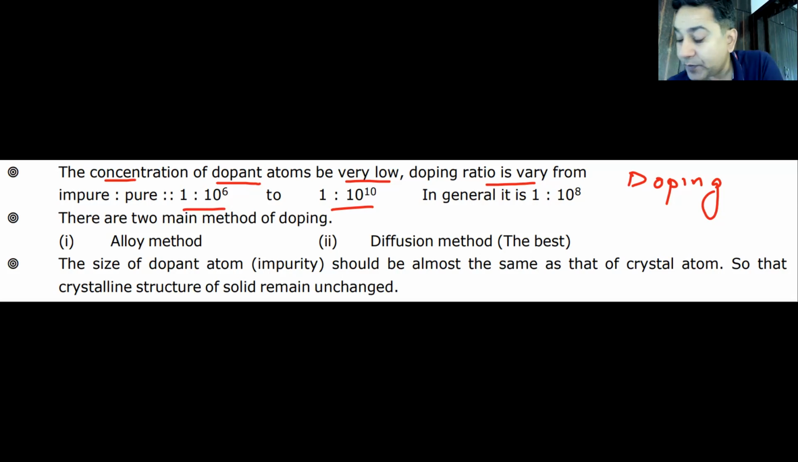There are two methods of doping. One is the alloy method, one is the diffusion method. I know nothing about them. You also know nothing about them. You just have to remember this. Do you understand this?